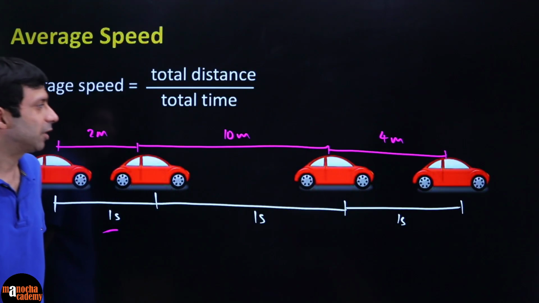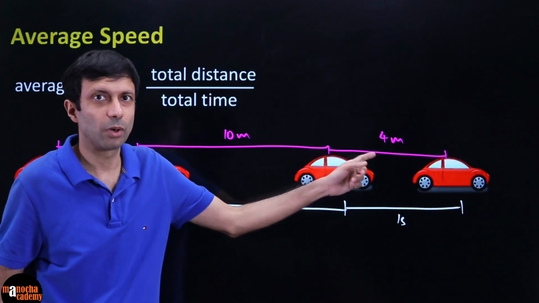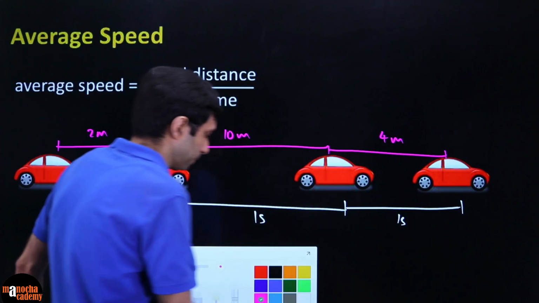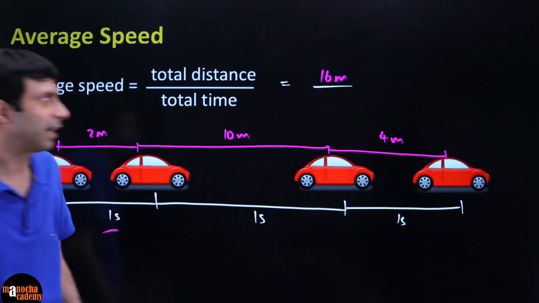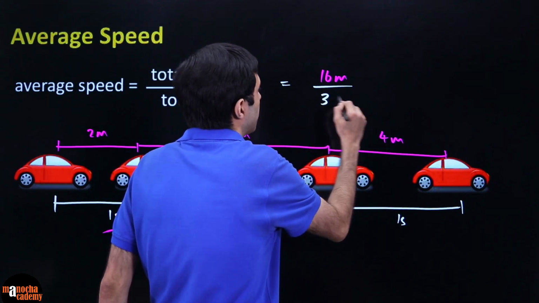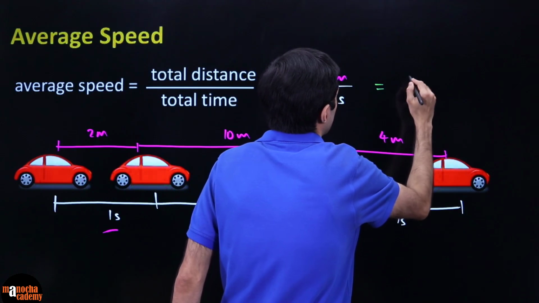So can you guys find the average speed for me? So what is the total distance traveled by this car? 2 plus 10 plus 4, 16 meters. What is the total time? 1 plus 1 plus 1. We have measured it over 3 seconds. So 16 meters by 3 seconds. So what is the answer going to be?